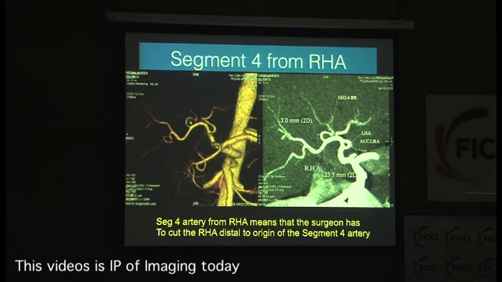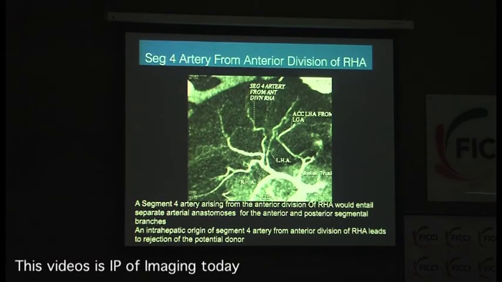Okay, so this is a segment 4 artery which is arising from the right lobe of the liver, from the right hepatic artery, and when you want to take the right lobe of the liver, you are going to cut distally, correct? So you have to make sure you go distal to the segment 4 artery. The segment 4 artery may arise from the LHA, it may arise from the GDA, it may arise directly from the CHA, and it may arise from the right hepatic artery.